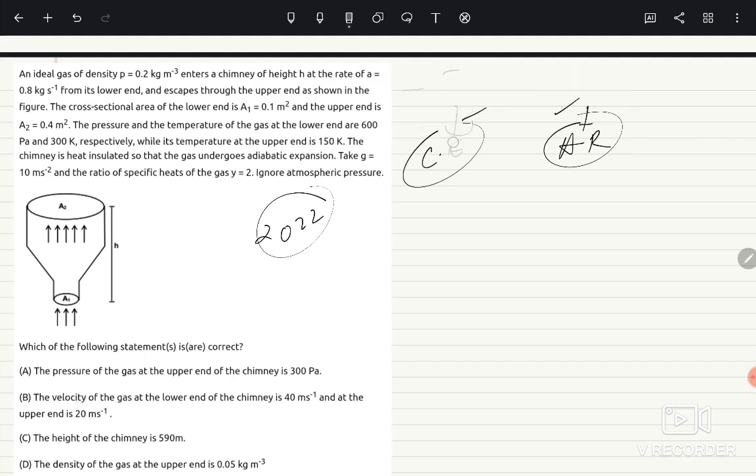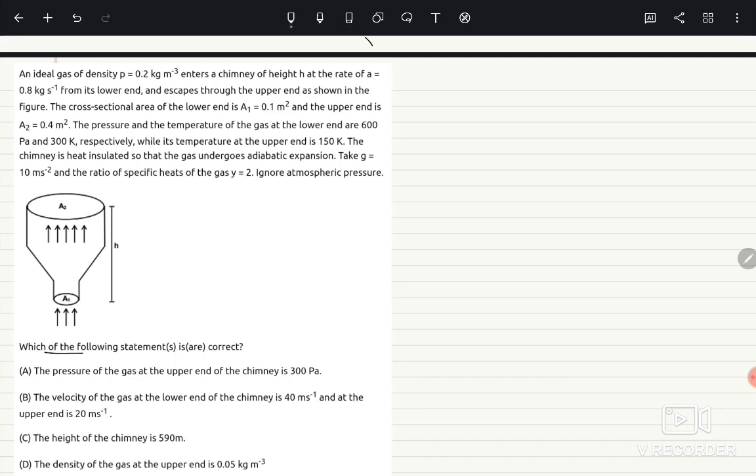This question is of single choice correct answer. Do not get confused by the "which of the following statement is/are correct", but only one answer here is correct. Single option correct question is this. So let us begin with the solution of this question.